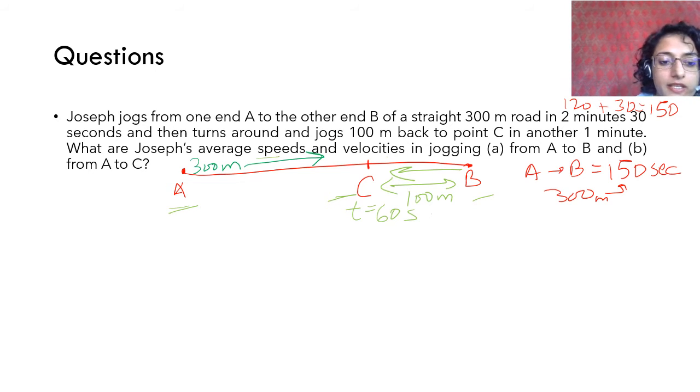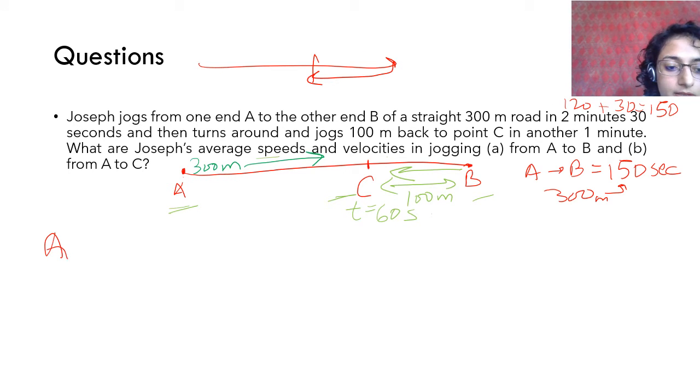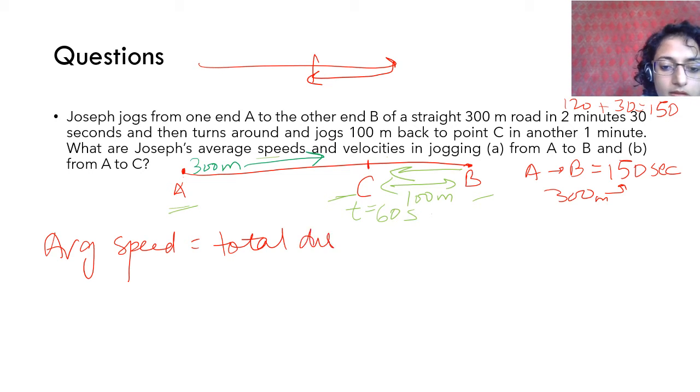अब उसने कैसे किया, वो इधर गया B तक और फिर यहाँ इधर तक वापस आया. ठीक है, इतना उसने किया. Now for speed, what do we know? We know that distance, total distance covered. Average speed is total distance upon total time taken. So हम ऐड कर देंगे सिंपली.